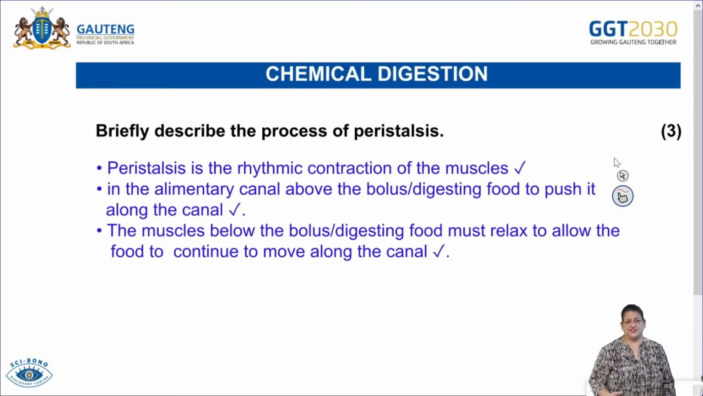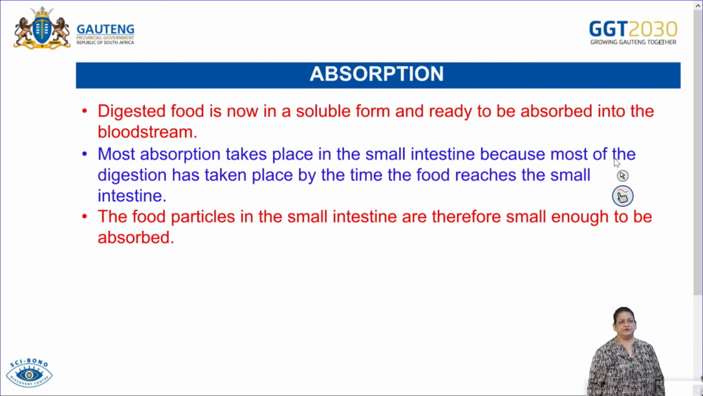So all you have to say in a nutshell is peristalsis is a rhythmic contraction of the circular muscles where they contract and relax to push the food bolus down. Peristalsis is a rhythmical contraction of the muscles where they contract and relax to push the food bolus down to the stomach and intestines. Right.